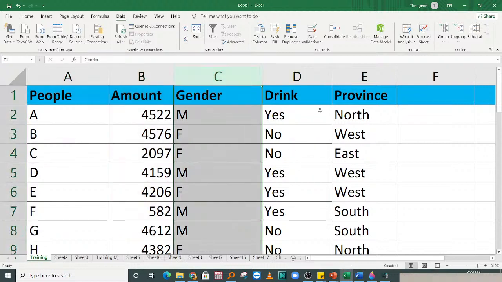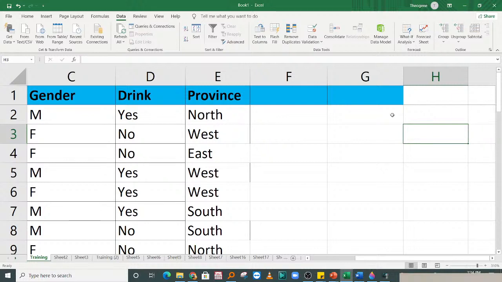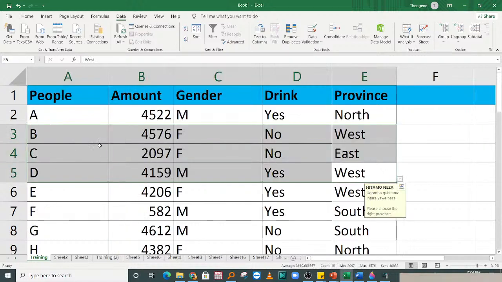So we have the gender, we have if they drink or not, we have their province of origin. So I want to sum the amount of money. Let me call it the money, but I'm not sure if this is the money or another numeric value which has a different meaning.